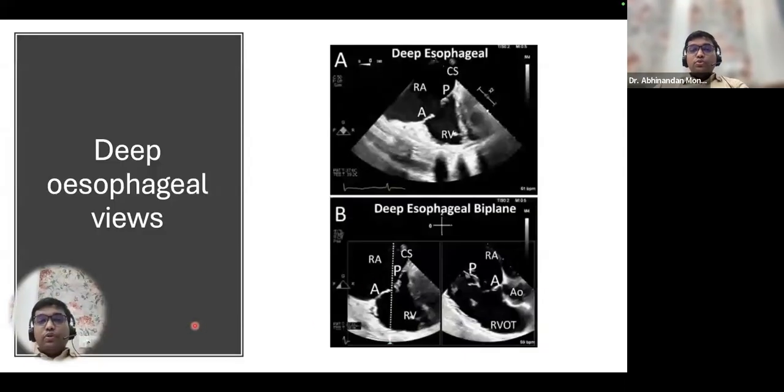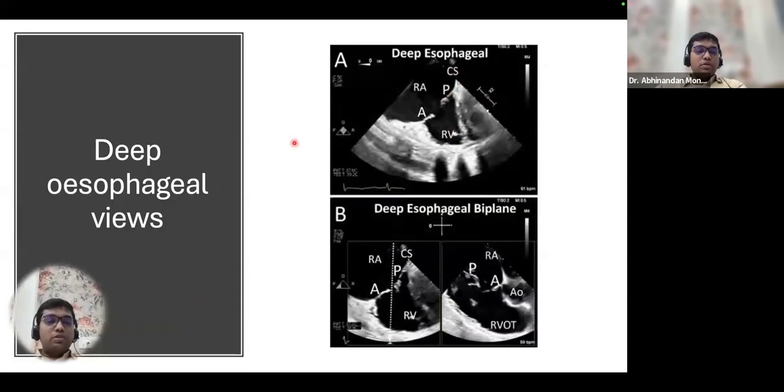Now these are the views that have been added recently, in 2021. It is called the deep esophageal view. Deep esophageal view means it is in between your mid esophageal views and your transgastric views. So in your mid esophageal views, if we go further down, you will be able to see the coronary sinus. Why is it very important? Because it is for your tricuspid valve.